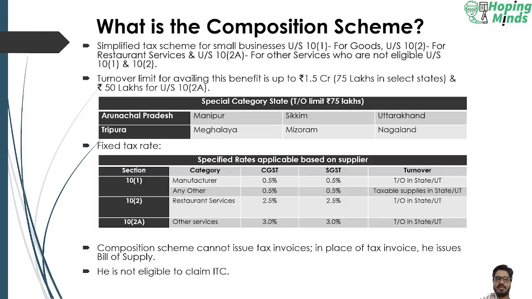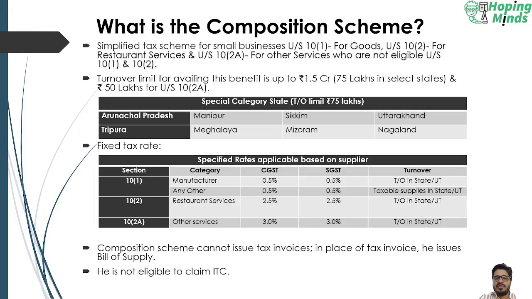So the turnover limit for availing this benefit is up to 1.5 crores, that is 75 lakhs in the selected states, that are the special category of states, and rupees 50 lakhs under section 10(2)A, that is for other services who are not eligible under section 10(1) and 10(2).